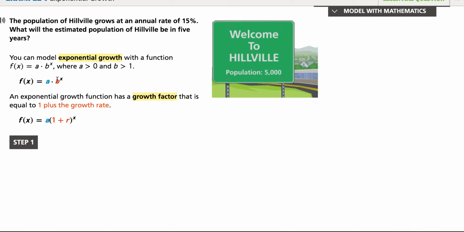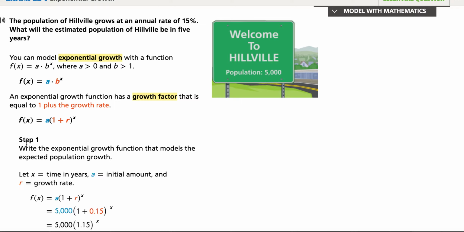So the general formula is f of x equals a times b to the power of x. And an exponential growth function has a growth factor that is equal to 1 plus the growth rate. So this is going to be the formula. The growth factor represents the b value: 1 plus the growth rate.